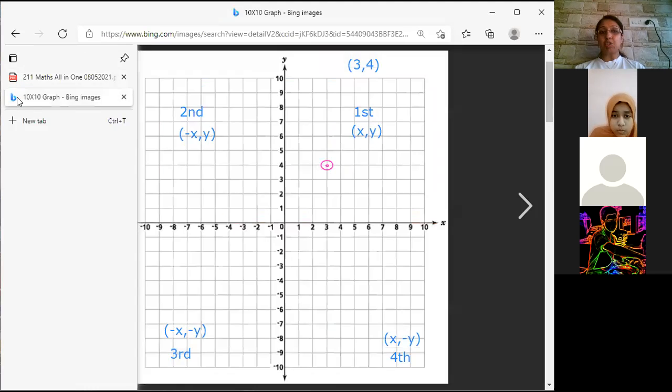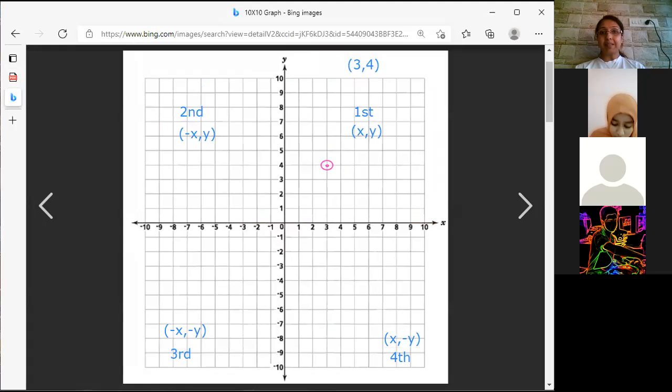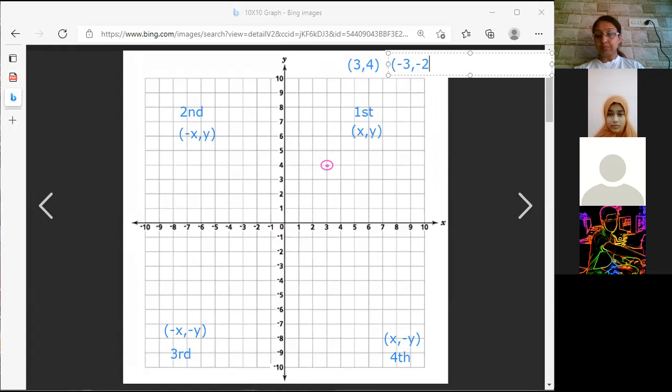What is my next point? -3, -2. Am I right? So I'm very quickly going to write down my question before I forget it. It is -3, -2. Am I right, Peter? Yeah. Now, my second question is -3, -2. Tell me, in which quadrant will it come? Third quadrant. So I'm going to move to my third quadrant.